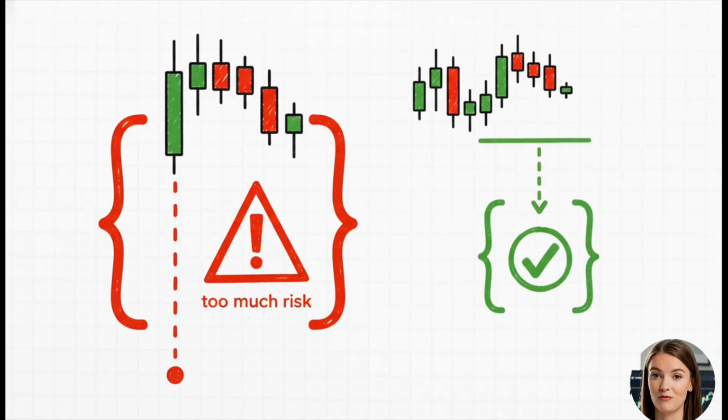And here is a crucial piece of advice for managing your risk. Sometimes the SAR dot will appear really, really far from your entry price. This means your initial risk is just too big. In those cases, you have two choices. Either you just skip the trade altogether, or you manually adjust your stop loss to a level that fits your personal risk comfort zone. Never, ever risk more than you're truly willing to lose.